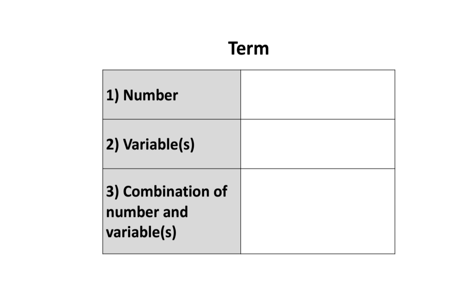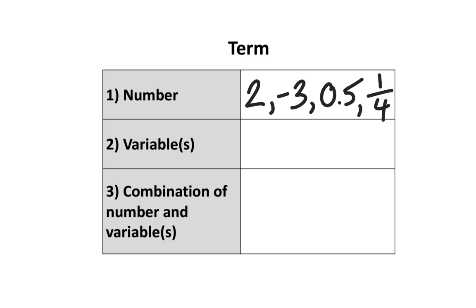So, a term can be a number, such as the positive number 2, a negative number, such as negative 3. It can also be a decimal, such as 0.5, and it can also be a fraction, such as 1 over 4.